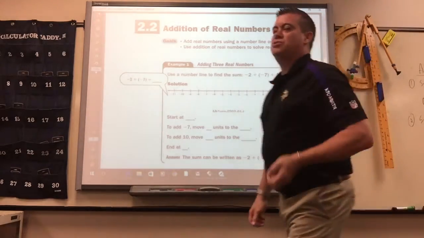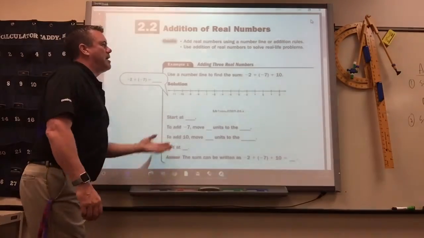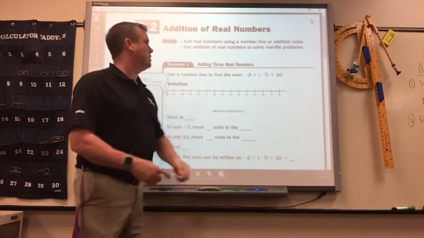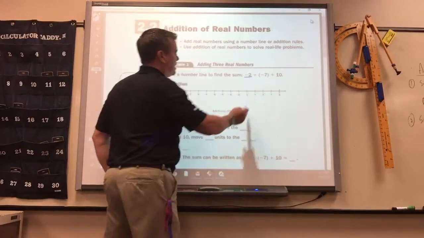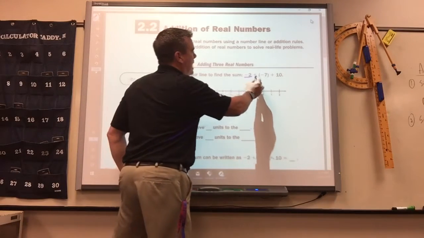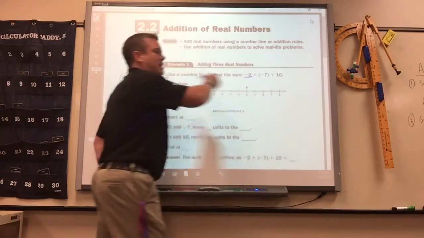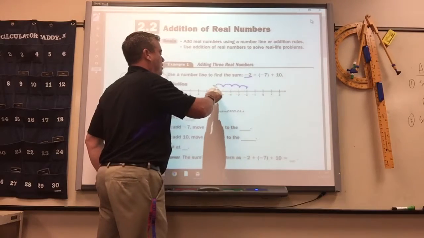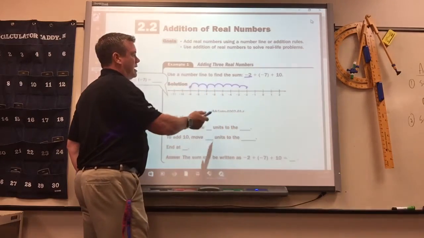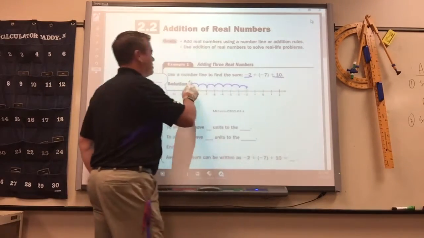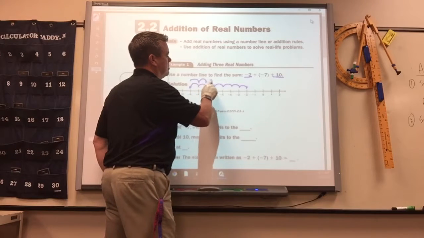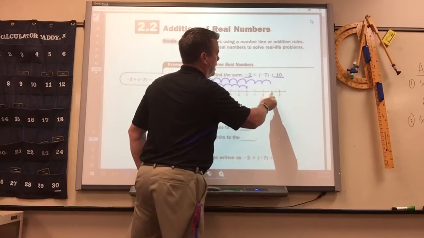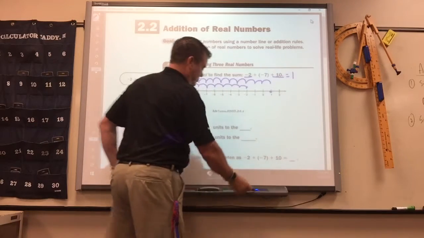Okay? So here they show how to do it on a number line. Again, we can use calculators. A lot of these you can just do in your head. But if you start off with a negative 2, then you add a negative. Add means go right, but then negative means do the opposite. You got to go left 7. Puts you at negative 9. And then you add 10, which means you got to go 10 back to the right. And it puts you at 1.